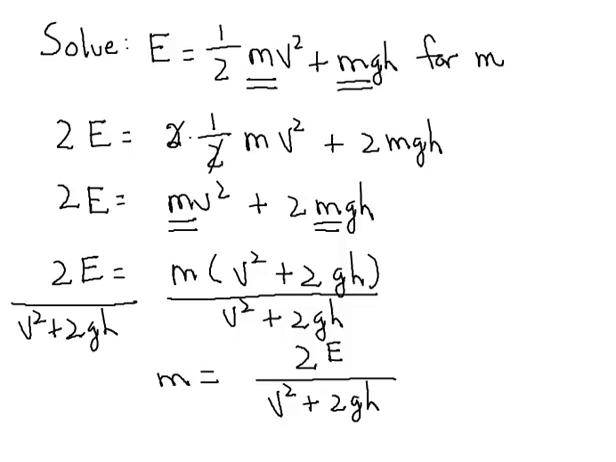Now, I know none of you would think about doing this, but please note in this final answer here that you can't cancel the 2 from the second term of the denominator with the 2 in the numerator because the v squared doesn't have a factor of 2.